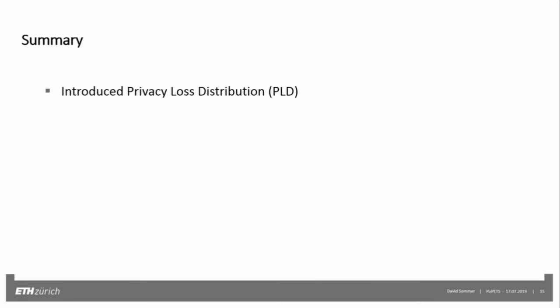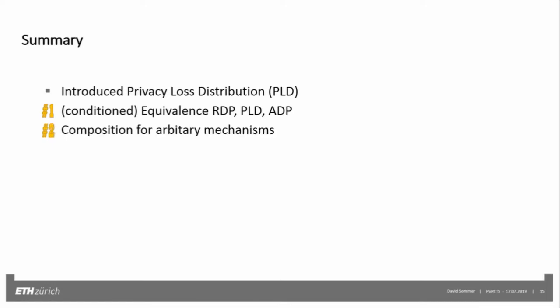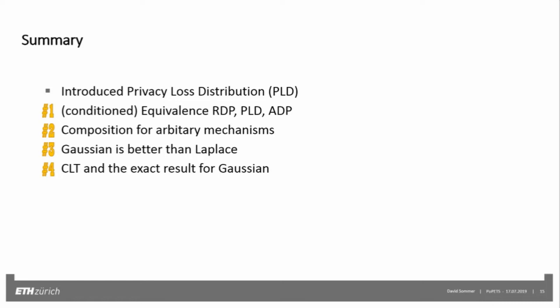I would like to summarize. I have introduced a new concept we call privacy loss distribution that simplifies the differential privacy definition. We have conditioned equivalence between Renyi differential privacy, the privacy loss distribution, and approximate differential privacy. We have composition for arbitrary mechanisms under certain constraints. Use Gaussian noise if you do it in a practical way. I have shown that there is an exact formula against which everything converges. And in the paper, we apply bounds to it, but not now due to time constraints.